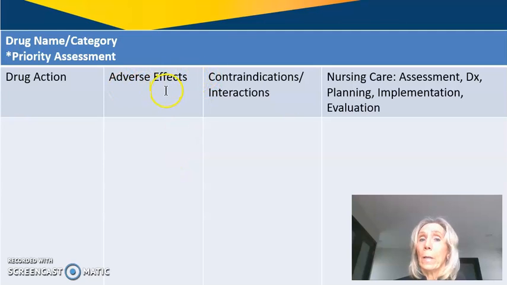Then you pull out of your textbook the adverse effects that are listed along with that drug, pay attention to them, and write them down in a list. Then you move forward and look at contraindications and interactions. The same thing, you pull those out of the textbook, and you don't have to list every interaction, but you have to list the major ones. And lastly, you pull out of your textbook the nursing care, which looks at assessment and diagnosis and planning and implementation. And this many times comes out of the section where it presents a case study in your textbook. So pull those things out.